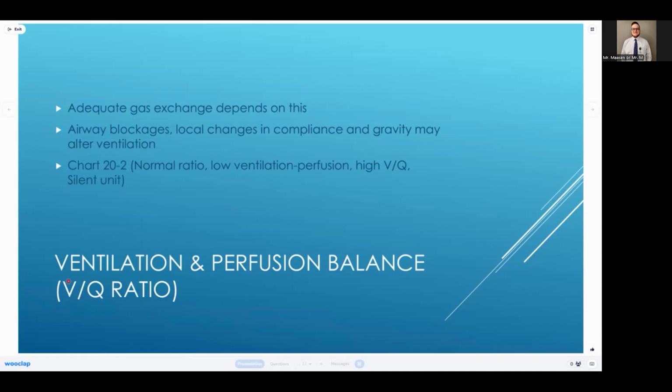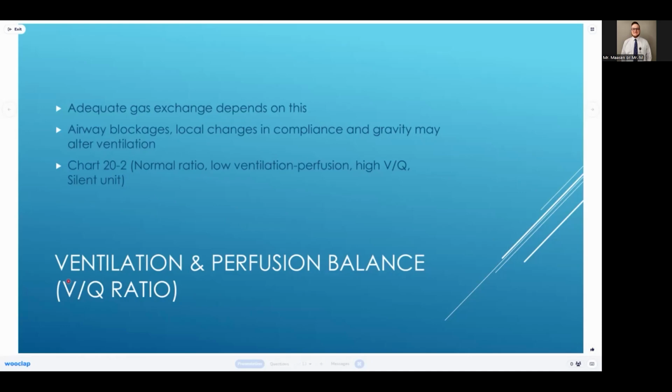Gas exchange happens. If it's not balanced, that could be something like the airway is blocked for some reason, or the lung is not compliant, so the elasticity of the lungs and the movement of the muscles is diminished. Even gravity and atmospheric pressure can alter the VQ ratio technically, like if I was to climb Mount Everest, that sort of thing. Chart 20.2 in the book has an example of this.